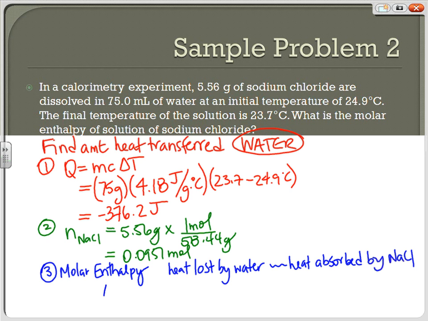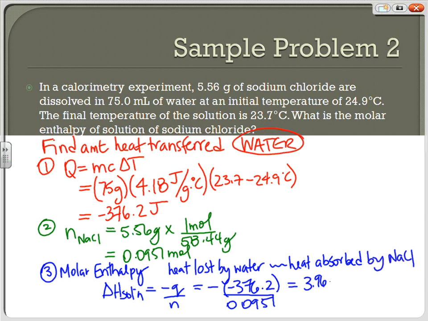Okay, so your delta H of solution to dissolve this ends up being negative q over the moles, which is negative negative 376.2 divided by 0.0951, and that's 3.96 times 10 to the 3 joules per mole of sodium chloride that dissolves in water.